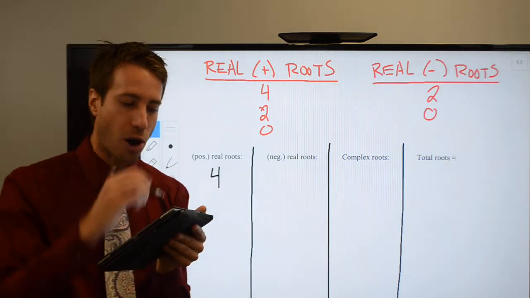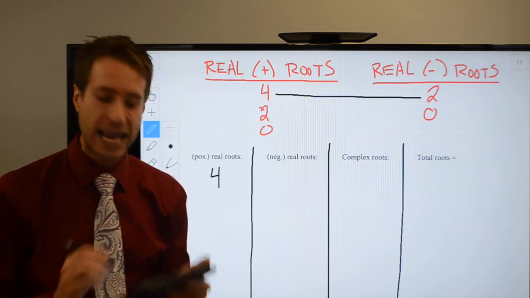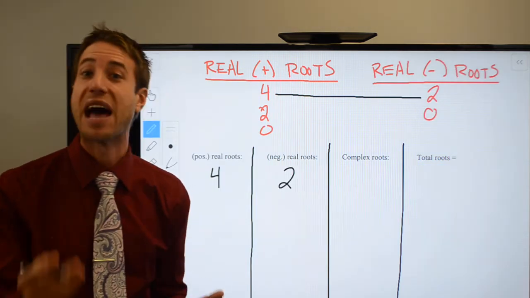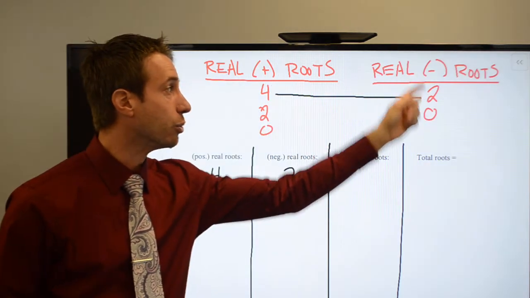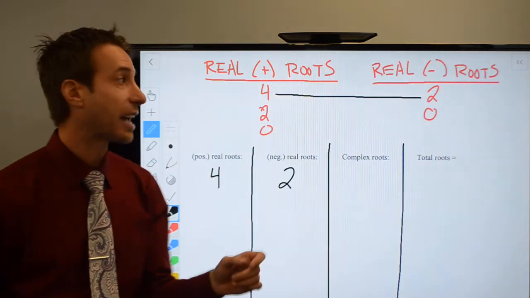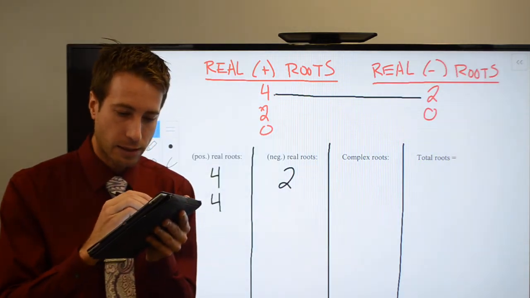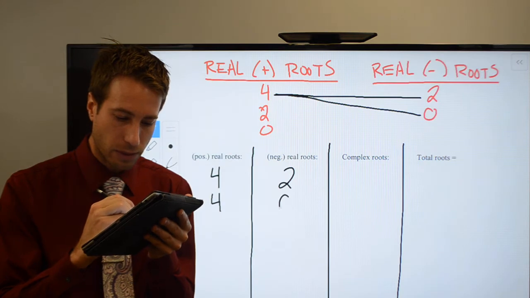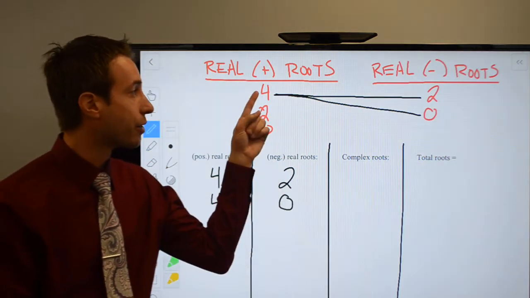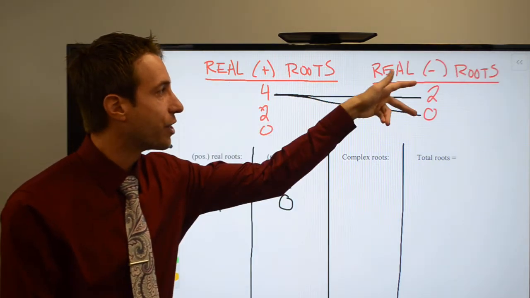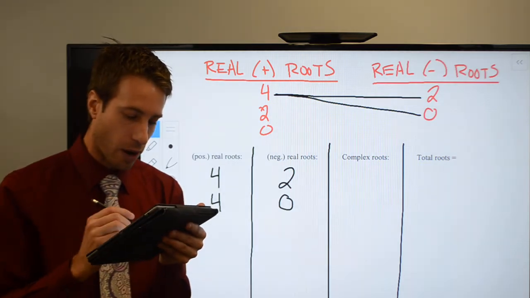So I could have 4 positive real roots, and I could have 2 negative real roots. That's a possibility, right? 4 positive roots and 2 negative roots. But I could have 4 positive roots and 0 negative real roots. Right? And that takes care of the 4 because I've already matched the 4 with the only 2 possibilities for negative real roots. So we go to the next one.